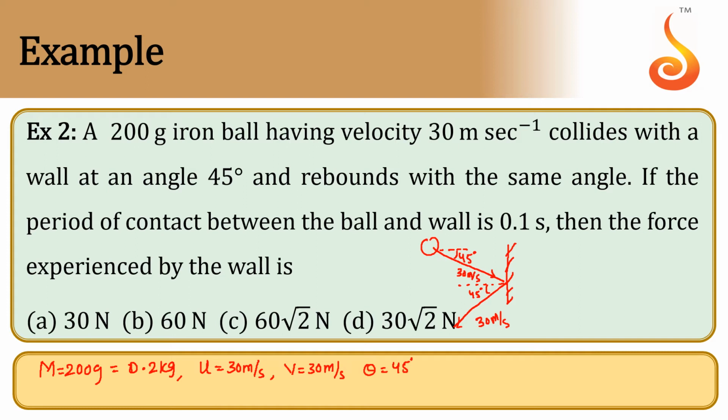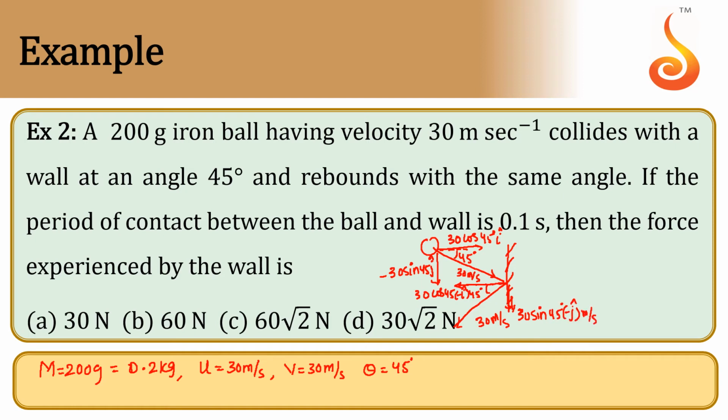So if I divide the velocity components, this will be 30 cos 45 i cap and this will be 30 sin 45 minus j cap. And here if I divide this into components, this will be 30 cos 45 minus i cap and the down one will be 30 sin 45 minus j cap.